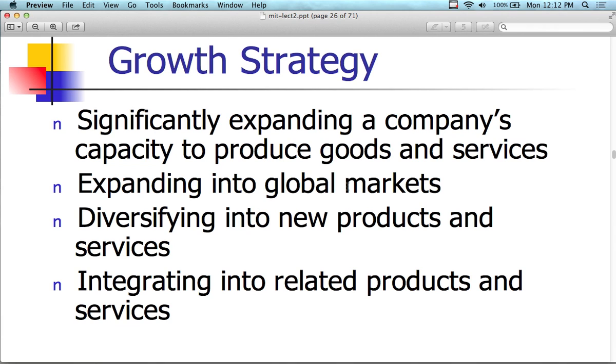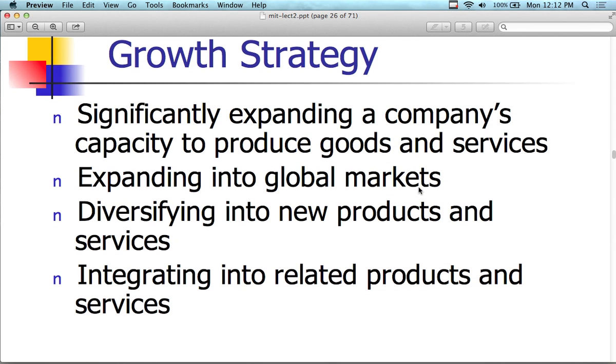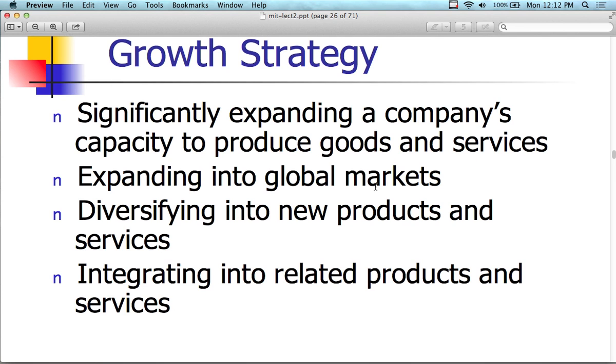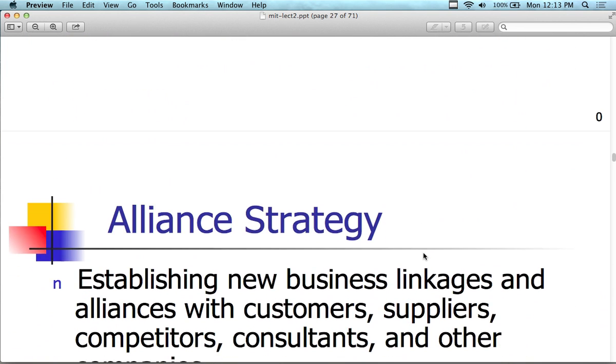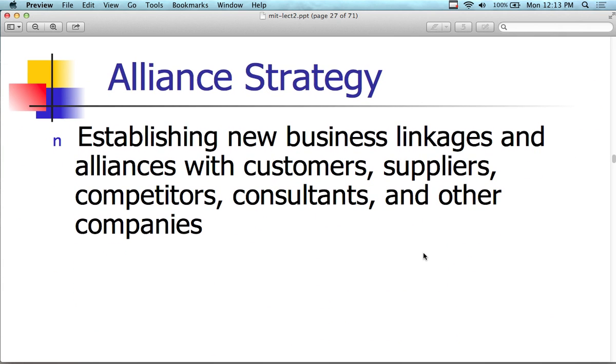Growth strategy also is another thing. Significantly expanding the company's capacity to produce goods and services. Build a better warehouse. Outsource your manufacturing. Expand into global markets. Diversify the new products and services. Integrate into related products and services. That's a growth strategy. And then we have that alliance strategy. That's the Microsoft and the Apple working together. So in conclusion on that one, establishing new business linkages and alliances with customers, suppliers, competitors, consultants, and other companies.